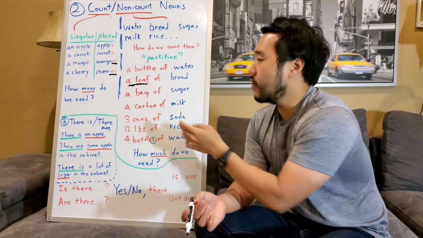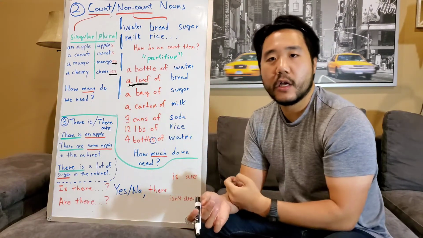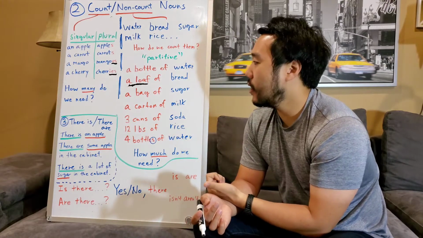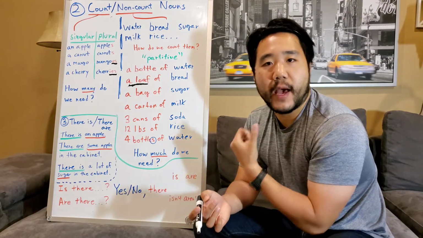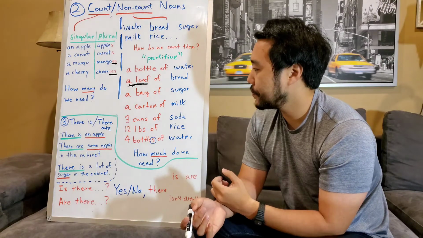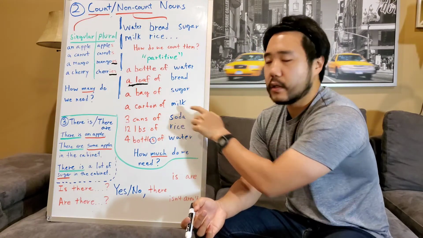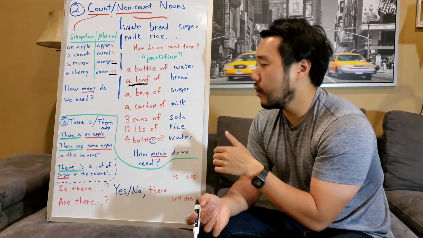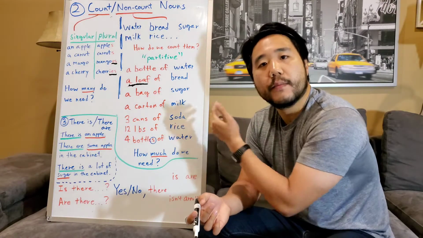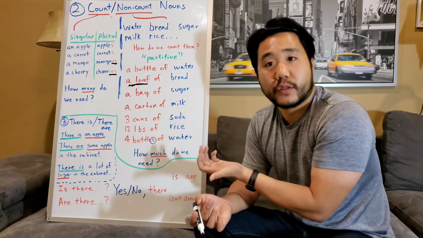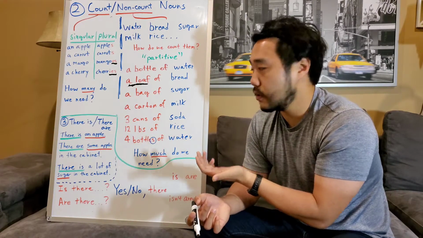But if we use a bag, right, a bag of sugar, it can be a bag of coffee, a bag of rice. It could be anything. A carton of milk. A carton is also used for not just milk, but another drink, so juice. That's another one that we want to use.